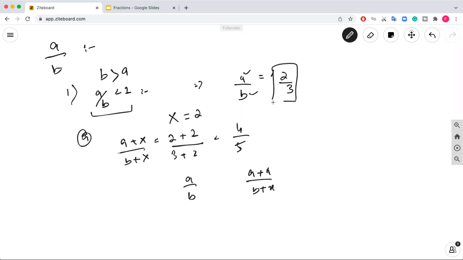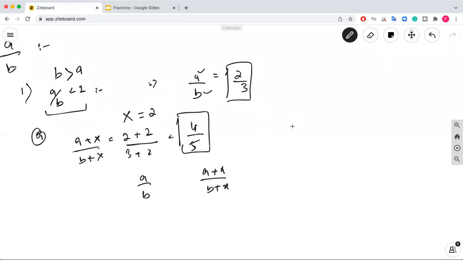A over b is 2 by 3 and a plus x over b plus x is equal to 4 by 5. So which quantity is greater? A plus x over b plus x will be greater, 4 by 5. Won't both be equal? No. 4 over 5 is greater.